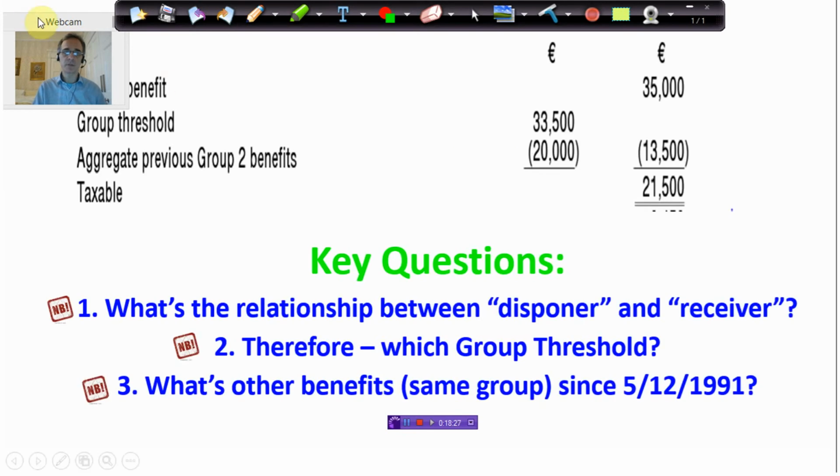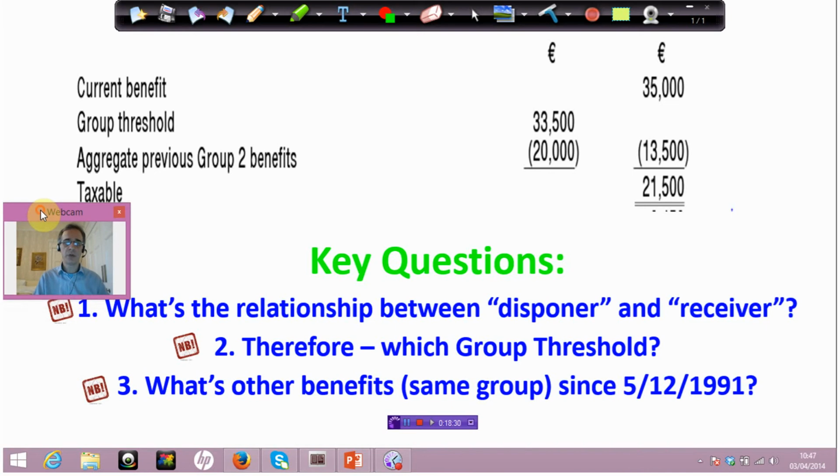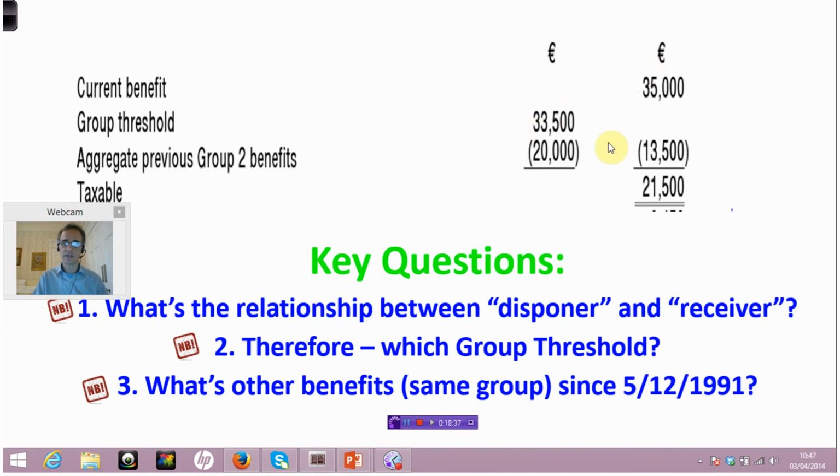Okay, so moving on from here, I'm stuck for a little bit of room here. My apologies. Really, what you can see is, so far, this is just a cut and paste of the same item that we saw a couple of slides back. Again, just draw your attention to the fact that this cut and paste is from the FA12 text, so that's slightly out in terms of the value of the Group 2 threshold. But essentially what we have so far is this. We've got transfers from one person to the other, disponer to recipient. We need to establish what's the relationship between those two people. And the reason that we do that is we've got to find what the group threshold is. Once we find the group threshold, then we've got to say, well, okay, have there been any other benefits or indeed transfers within that same group since the 5th of December 1991?